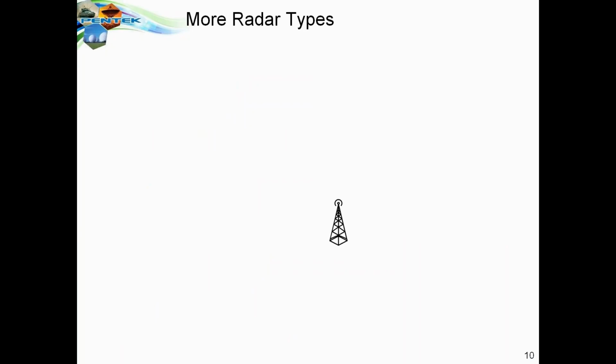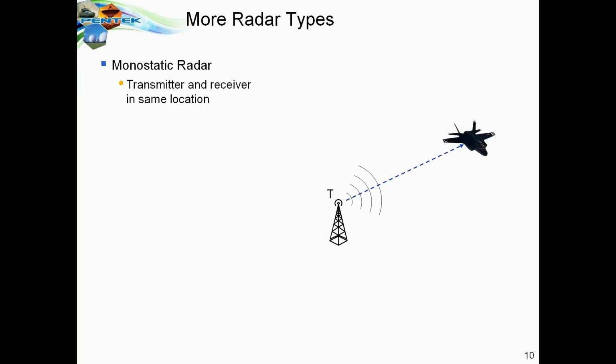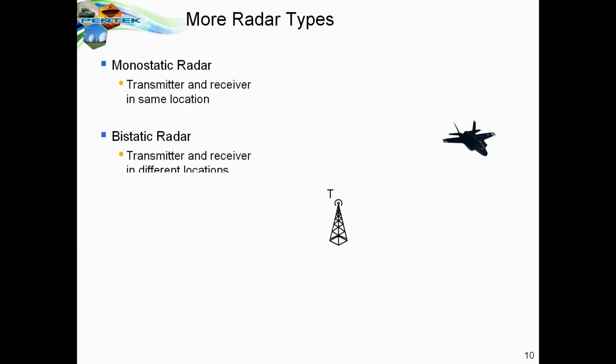There are many different types of radars, and some are classified by the antenna pattern for each system. A monostatic radar has the transmitter and the receiver in the same location. So here a transmitted signal comes from the antenna to a target, reflects off the target, and returns the signal back to the same antenna location. A bistatic radar has a transmitter and receiver in different locations. The transmitted signal reflects off the target and is picked up as a return signal from the other antenna.